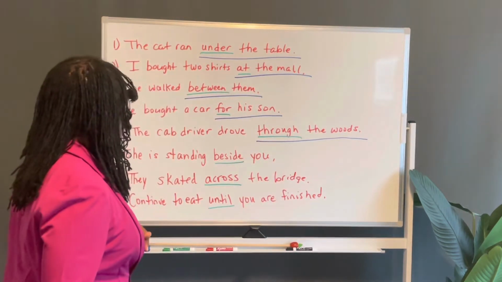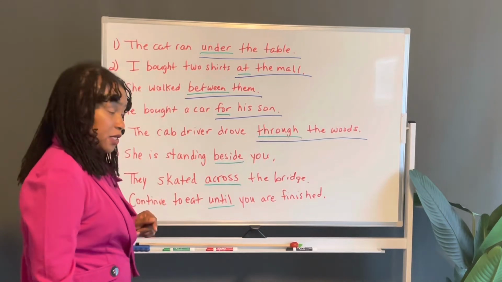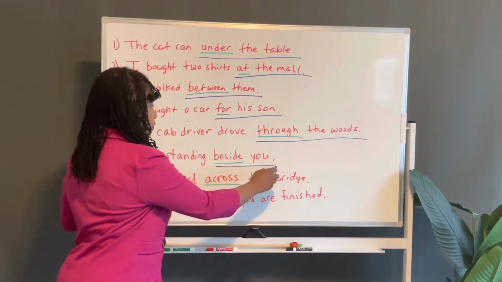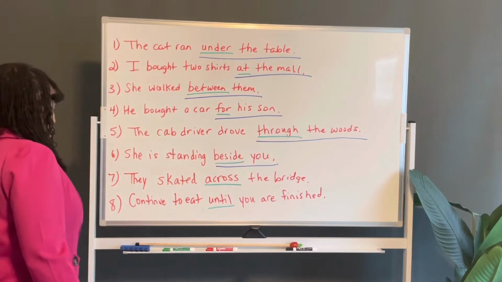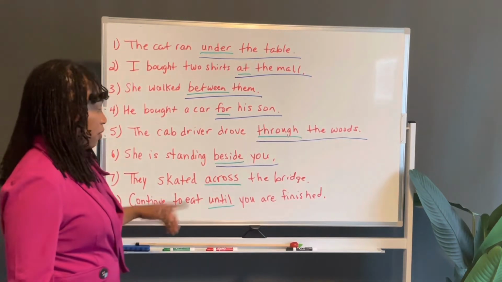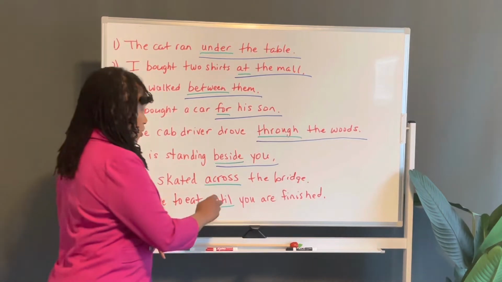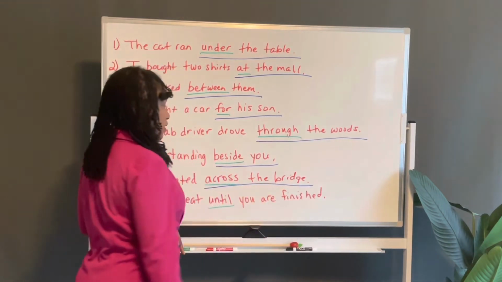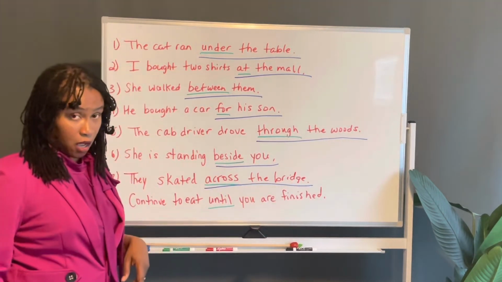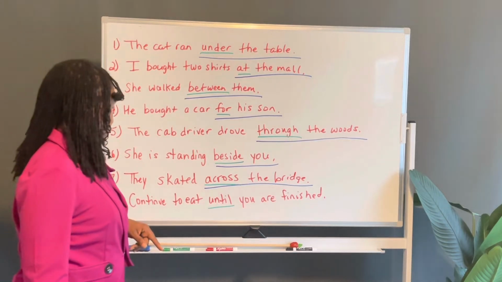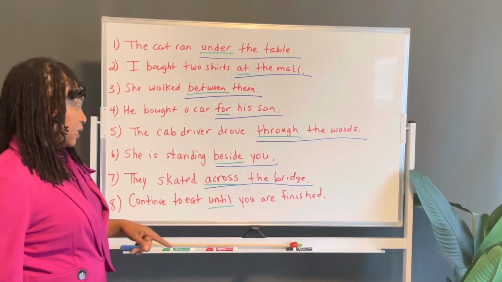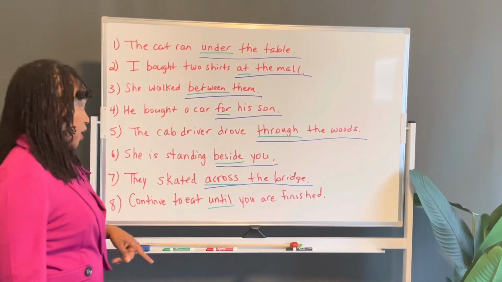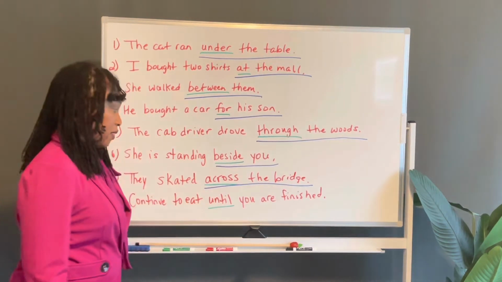Number six, she is standing beside you. Beside is a preposition. Beside you is a phrase. You is a pronoun. Number seven, they skated across the bridge. Across is the preposition. Across the bridge is the prepositional phrase, and bridge is the noun, which makes it the object of the preposition. Continue to eat until you are finished. Until is the preposition. You is the pronoun.